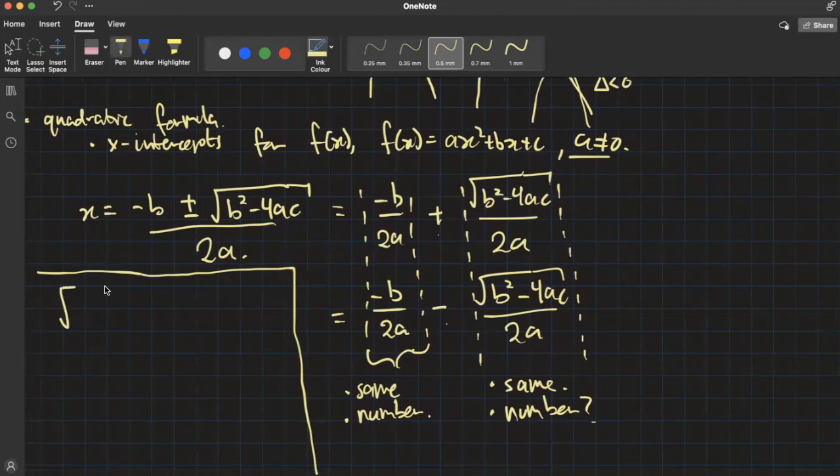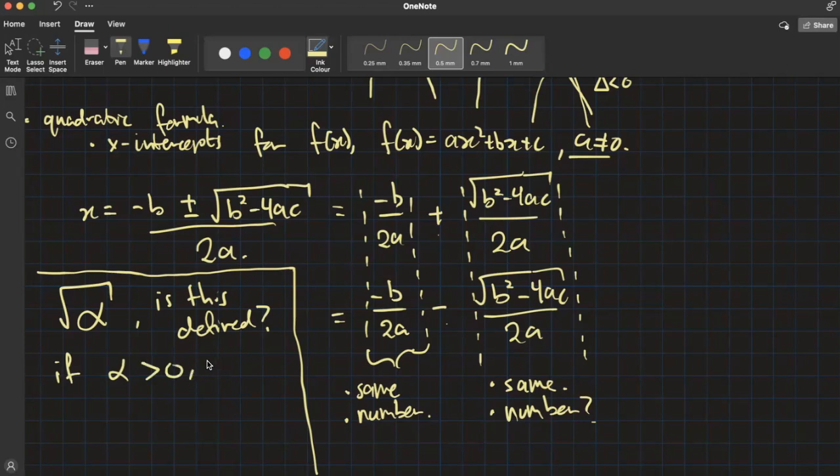If we have the square root of some number alpha, the question is, is this defined? In other words, is it a number? Well, if alpha is greater than 0, then yes. And in fact, we'll have 2 solutions to this expression, because imagine that we're taking the square root of 4. The answers to that are positive 2 and negative 2. If alpha is equal to 0, yes, because the square root of 0 evaluates to 0. But in this case, we only have 1 solution to that expression.